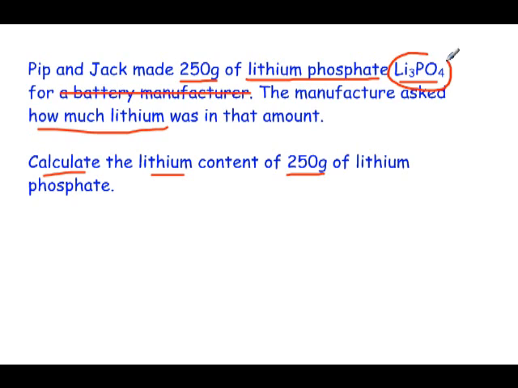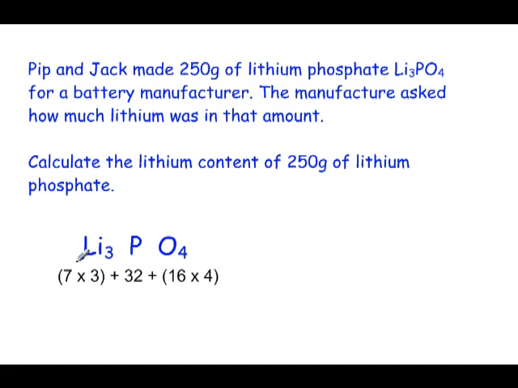So we need to use this formula and we need to use the periodic table to get mass numbers. So in the periodic table I find out that lithium has a mass of 7, and I've got 3 of them, so 3 times 7. Phosphorus has a mass of 32, and oxygen has a mass of 16, and I've got 4 of those. So if I do that calculation, I find that I've got a value of 117. So the molar mass, or the formula mass, of 1 mole of lithium phosphate is 117 grams.